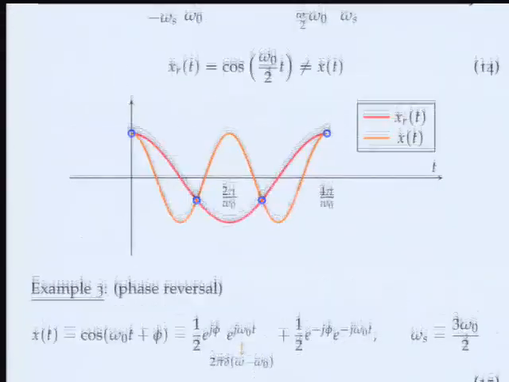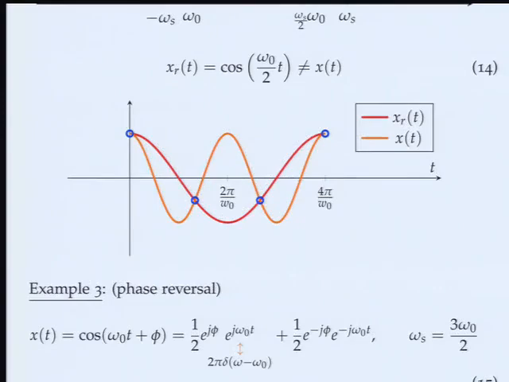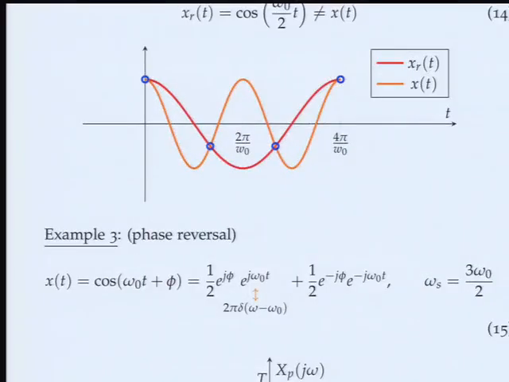All right, example 3. Same thing, we again do aliasing, so we don't sample fast enough. But this time what we did is we are not just looking at cosine. Cosine could have a phase phi. We want to generalize it. So for example, if phi is 90 degrees, then we're talking about a sine, correct?